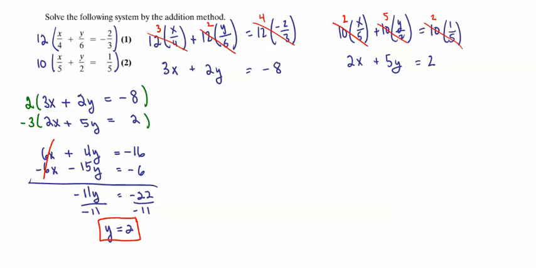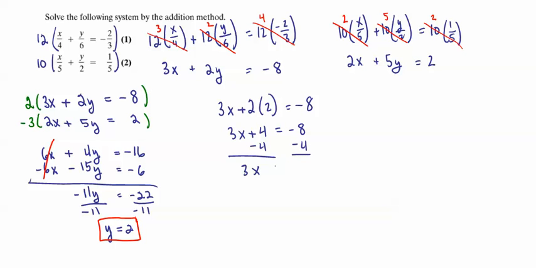Alright, the next thing we're going to do then is we need to plug that y equals 2 into one of our equations. And we'll just pick one. We'll pick the first one handy here, 3x plus 2 times y, which is 2, is equal to negative 8. 3x plus 4 equals negative 8. Subtract 4 on both sides. 3x is equal to negative 12. Divide by 3. X is equal to negative 4.